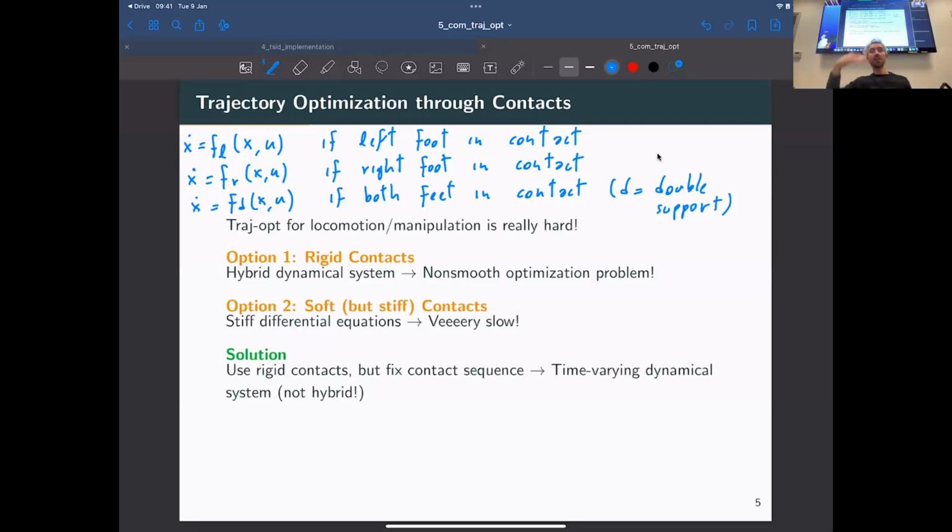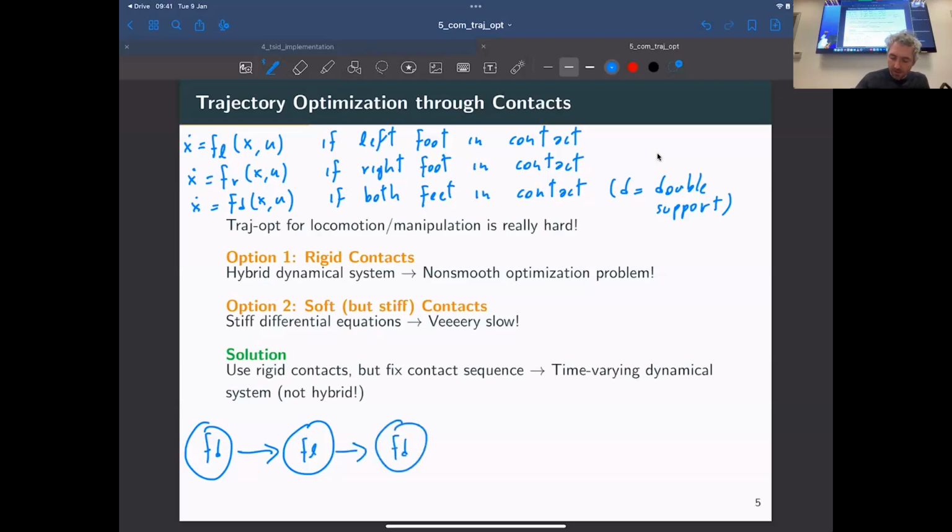So we have three different dynamics, but instead of switching between one and the other depending on your state, you know exactly the sequence in which you're gonna meet these dynamics. So you know that you're gonna start in double support. So you start with FD, and then after a certain time, you go to FL, then you go to FD again, then you go to F right, and then you repeat.